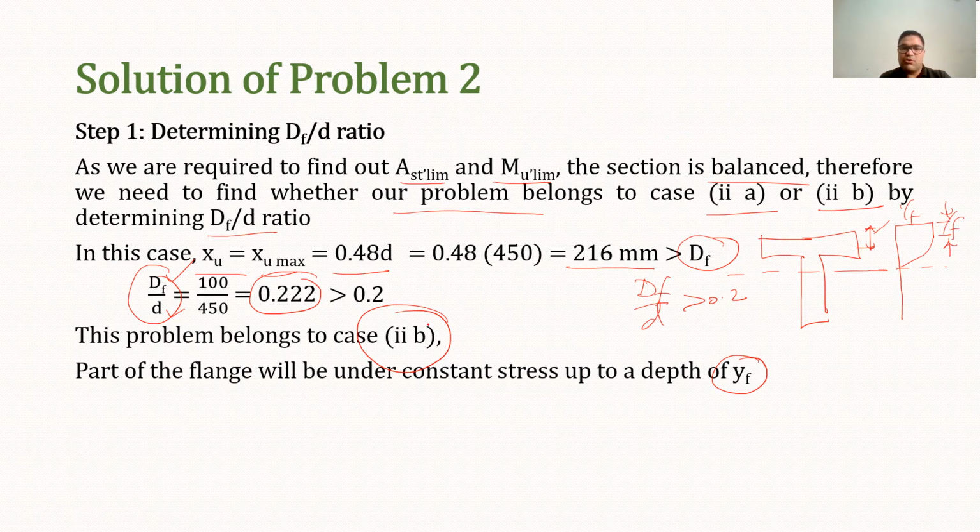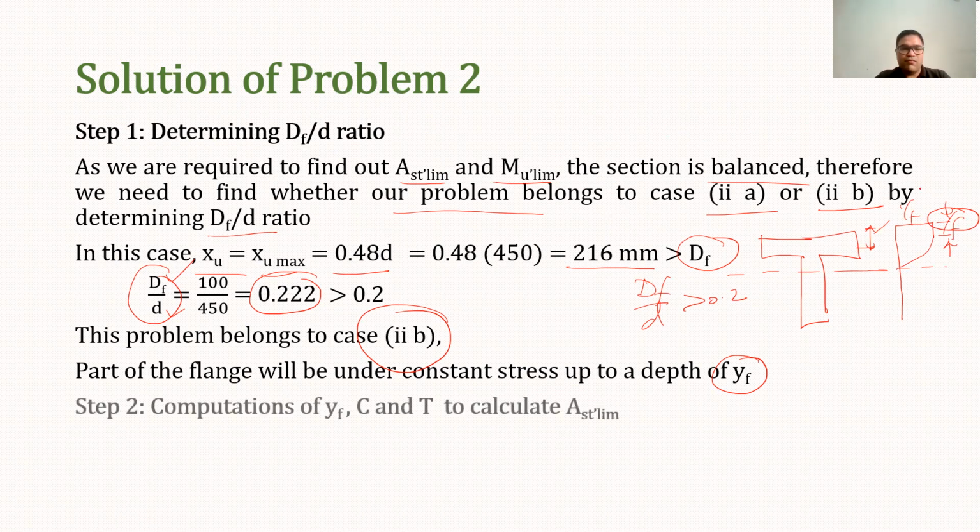So this YF we generally find out when our case belongs to the B part, whether it is 2B or 3B or 4B. In all cases, we are required to find out YF because it means some part of the flange is under constant stress and the other part is in varying stress. So here we are required to find out YF, C and T.